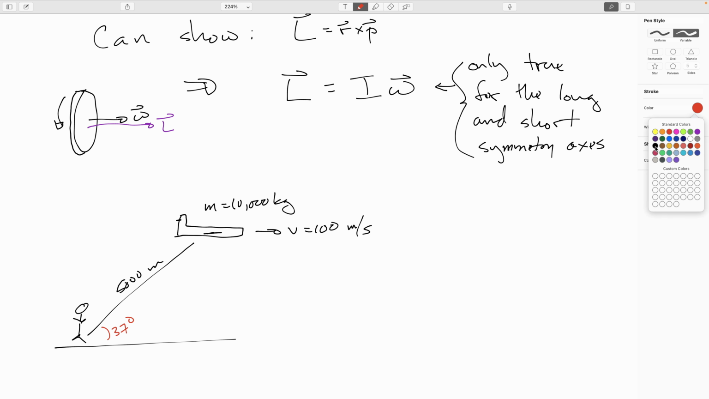So let's go ahead and find the angular momentum. First off, draw the vectors. First off, define your axis. Since I'm asking for the angular momentum about me, let's put the axis about me. So then my position vector will go from me to the plane like that. And then the momentum vector is going to point the same way as the velocity vector.